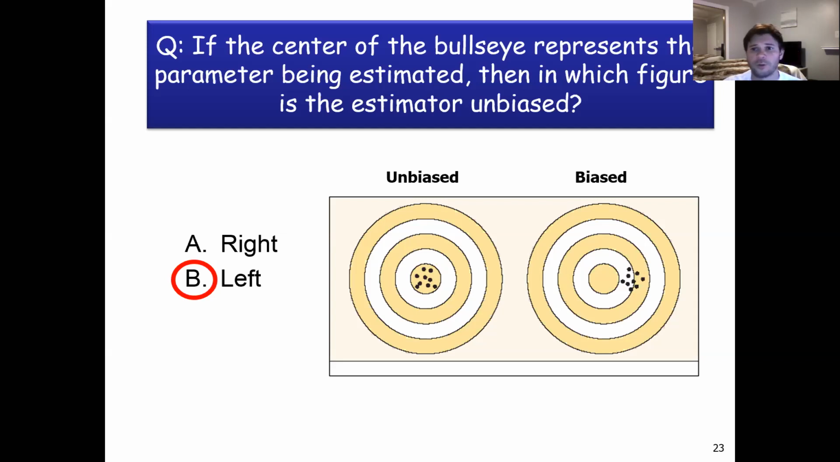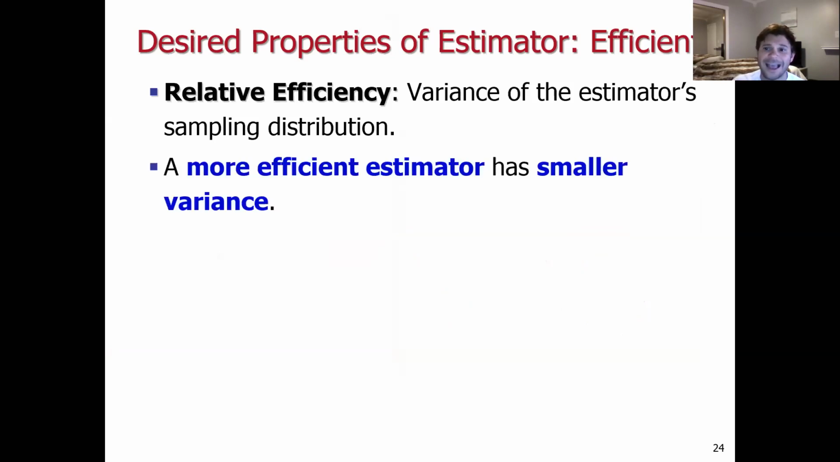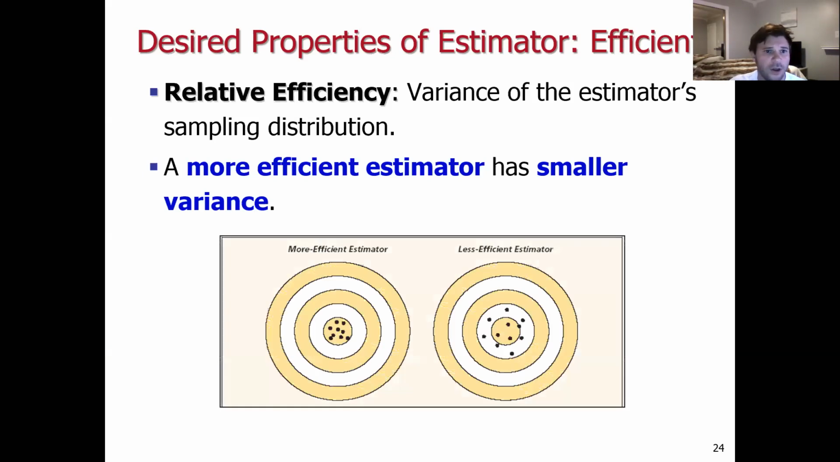Now, another important property of an estimator that we're going to be interested in is something known as the efficiency of that estimator. The variance of an estimator's sampling distribution is related to the efficiency criteria here. So a more efficient estimator has a smaller spread or a smaller dispersion. In the context of our bullseye, with a more efficient estimator, our guesses are very tightly woven around that bullseye. Notice the less efficient estimator, it's not biased. We're still looking at the middle here, but there's more of a spread, so it's less efficient.